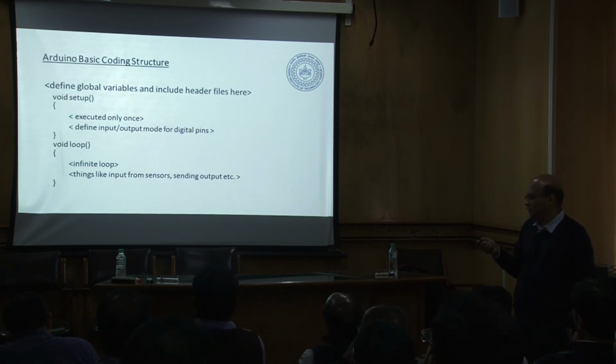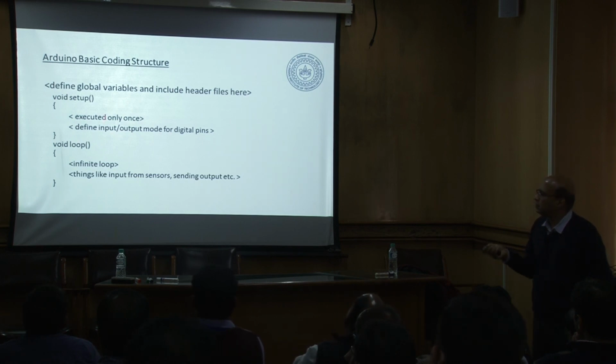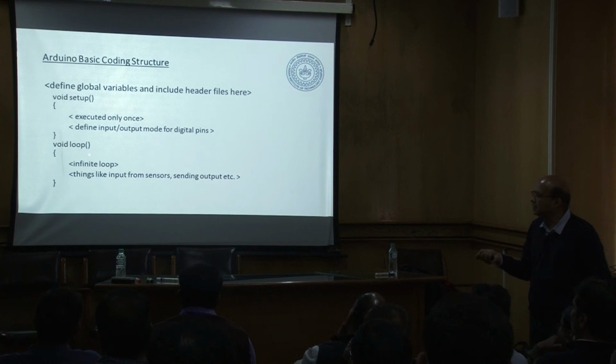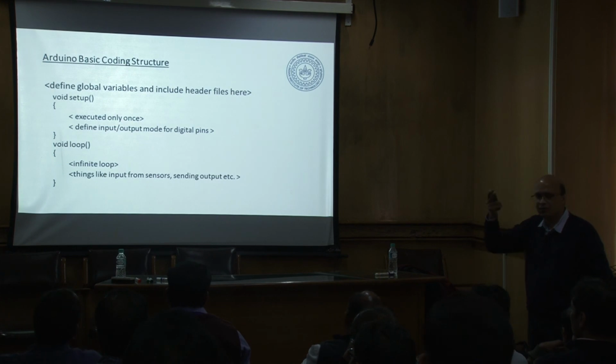Now, the basic Arduino main program consists of two functions. One is this one, and the other is this one. This is the library function for the microcontroller for setting up its own internal functions. This is the one that you are going to write. These are basically header files, and you can put different header files there depending on what you are using. The program you write comes in here: things like input from sensors and sending output. The other part belongs to the controller itself.